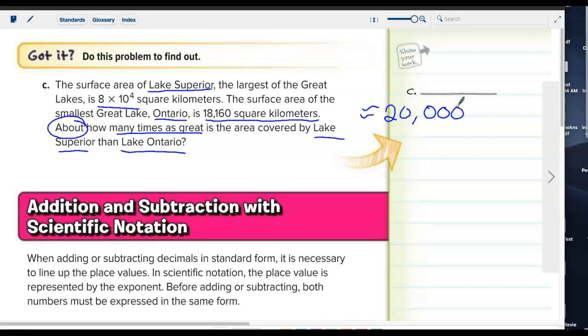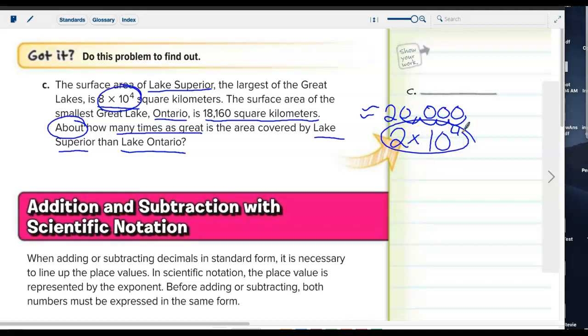That will be 2 times 10 to the 4th. Yep, because you have to move it 1, 2, 3, 4 places. Okay, so now we have both of our numbers in scientific notation. We're going to use this 8 times 10 to the 4th and 2 times 10 to the 4th.